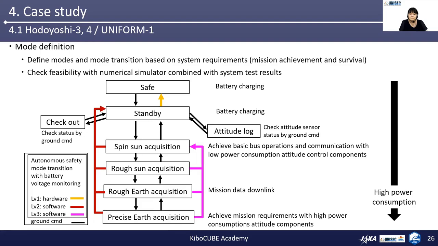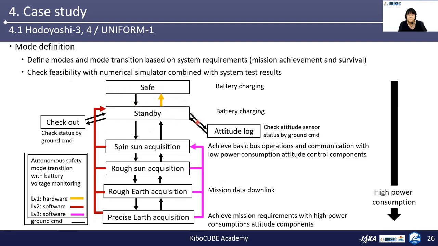In addition, the mode transition policy is defined to achieve system safety. To assure the system survivability, the autonomous mode transition sequence is set to change the operational mode to the lower power consumption mode if the system detects the battery voltage becomes lower than the threshold. Level 3 moves to the spin star acquisition mode. Level 2 moves to the standby mode.